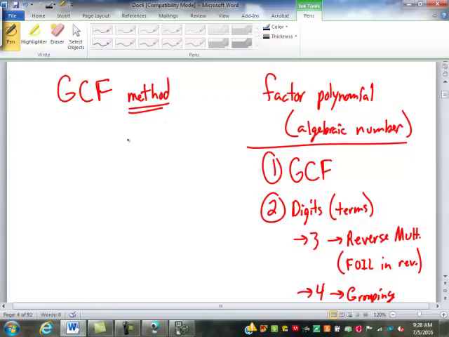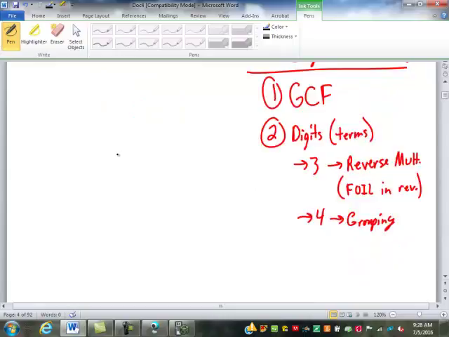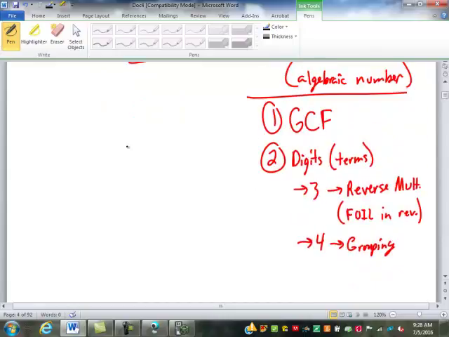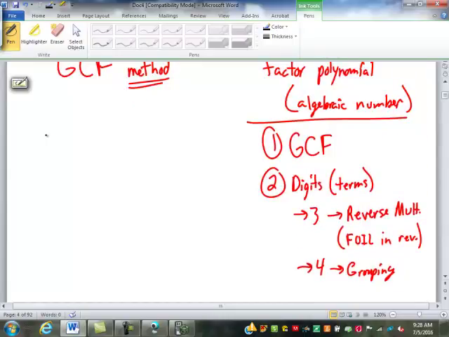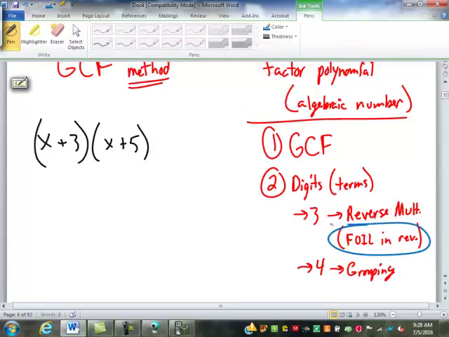So let's take a look at this next step. And I'm going to start out with the easiest possible example I can think of. Let's say I have x plus 3 times x plus 5. Now we do have that FOIL method, the first, outside, inside, last, but we really didn't stress that in here. What we did was simply multiply it out like we would any whole number.